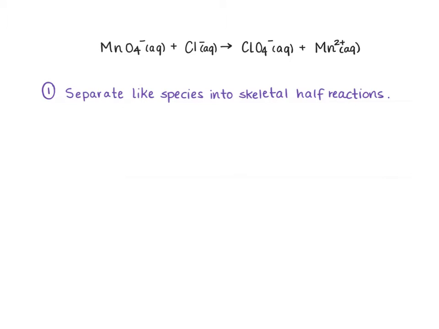So our permanganate, MnO4 minus, and our manganese 2+ are like chemical species, so they will form one skeletal half reaction. And our chloride and perchlorate will form the other half reaction.